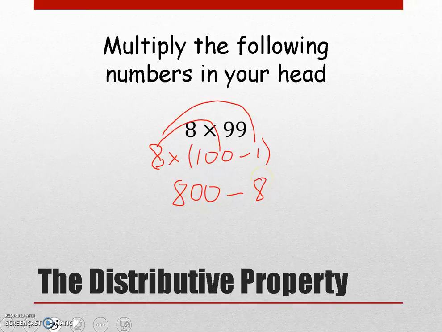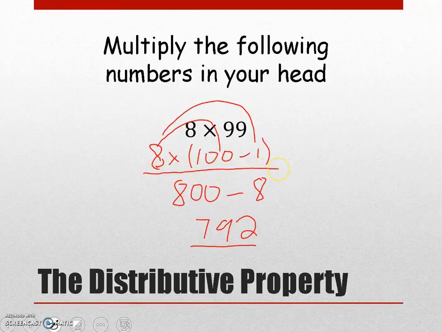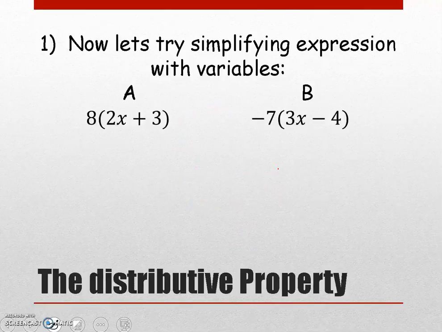And 800 minus 8 is 792. And that would be the same thing that we would get if we multiplied 8 times 99 in our head. What we did is we just used what is called the distributive property. And we took the 8 times the 100 and the 8 times the negative 1. Let's see how this applies to algebraic expressions.